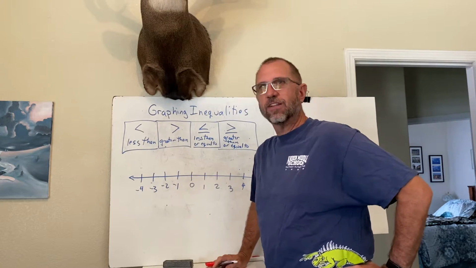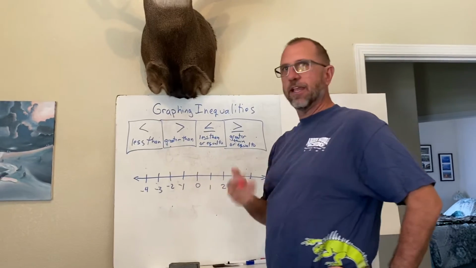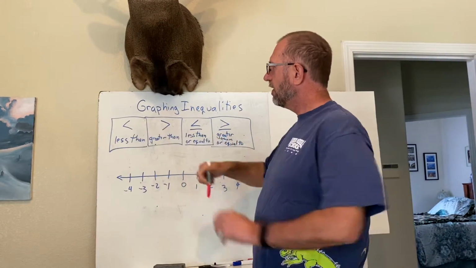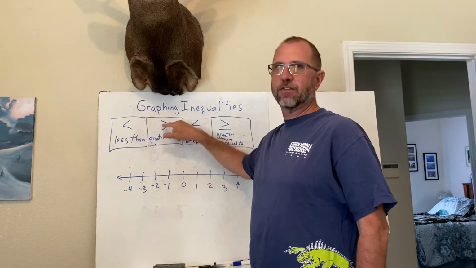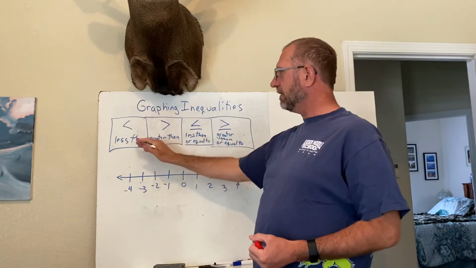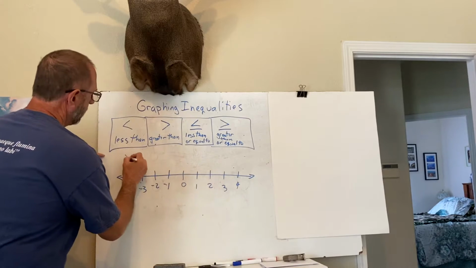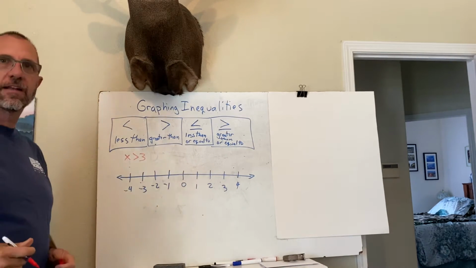All right, today we're going to look at graphing inequalities on a number line. Now, when we're looking at inequalities, we know these two are very familiar to us, less than and greater than. So if we're going to graph something that says, for example, x is greater than 3, okay?